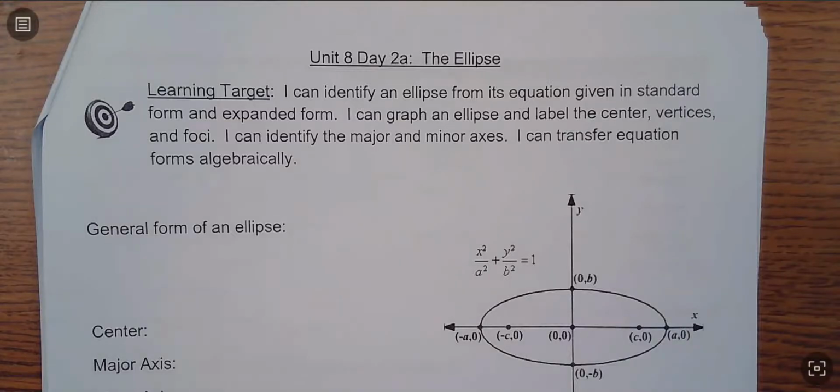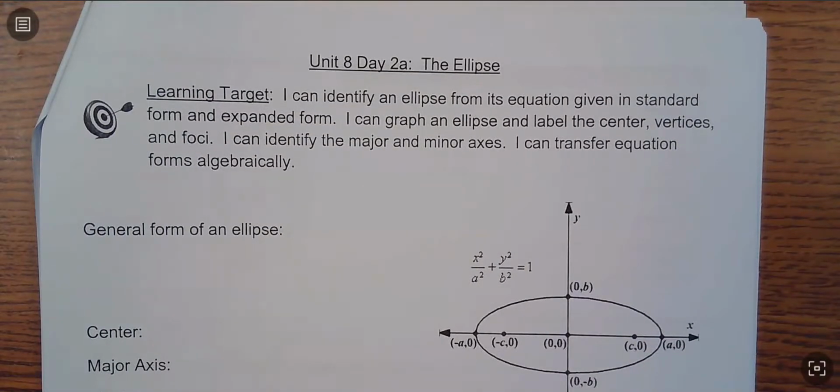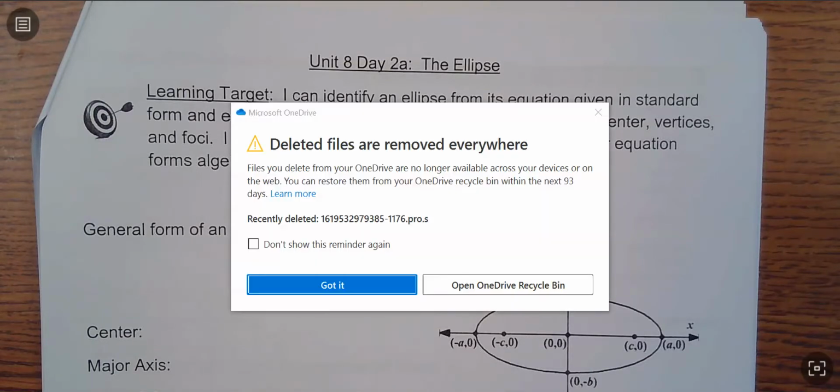Okay, so this is day 2a, and our learning target here is: I can identify an ellipse from its equation given in standard form and expanded form. I can graph an ellipse and label the center, vertices, and foci. I can identify the major and minor axes, and I can transfer equation forms algebraically.